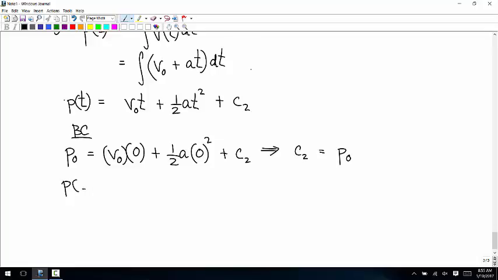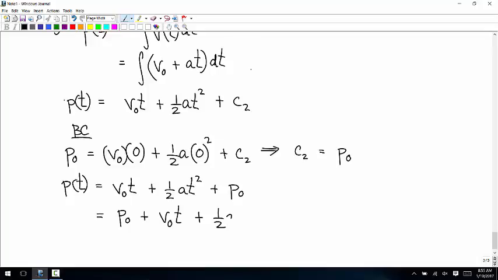So the final function is v0t plus 1/2 at squared plus p0. And people usually write that in the order p sub 0 plus v sub 0 t plus 1/2 at squared.